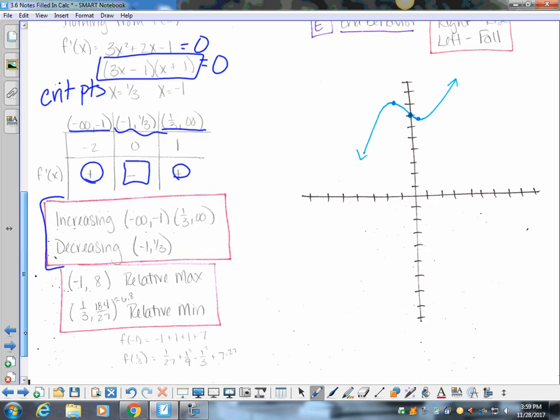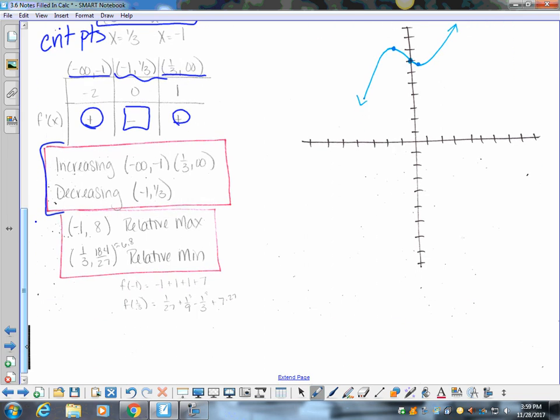So then I know that if I'm increasing and then decreasing, right here it's going to be a relative max. So it's going to happen at -1. And that this is decreasing and then increasing. So I know at 1/3 I'm going to have a relative min. Then to get their y values, I plug it back into the original function. So I'm finding f of -1 and f of 1/3.